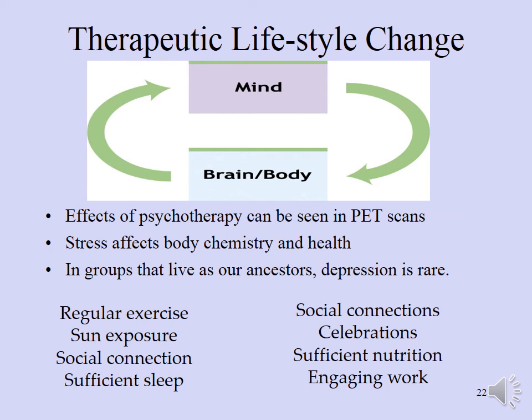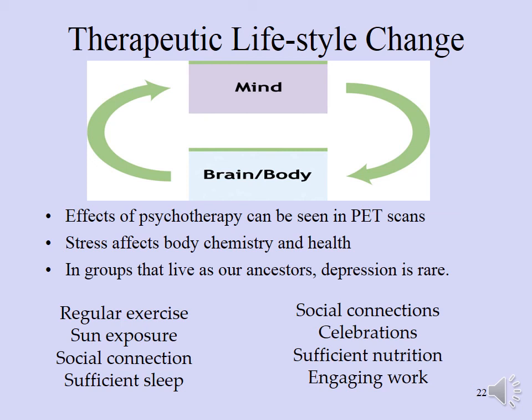Now we're going to shift to the potential of maybe preventing or ameliorating psychological disorder. And so one approach is through the practice of therapeutic lifestyle change. We know that psychotherapy can actually change the way the brain functions. That can be shown in PET scans. So if the way that we think can change how the brain is functioning, it's no stretch to think that maybe if we change what we're doing in our body, that can also influence how our mind is functioning.